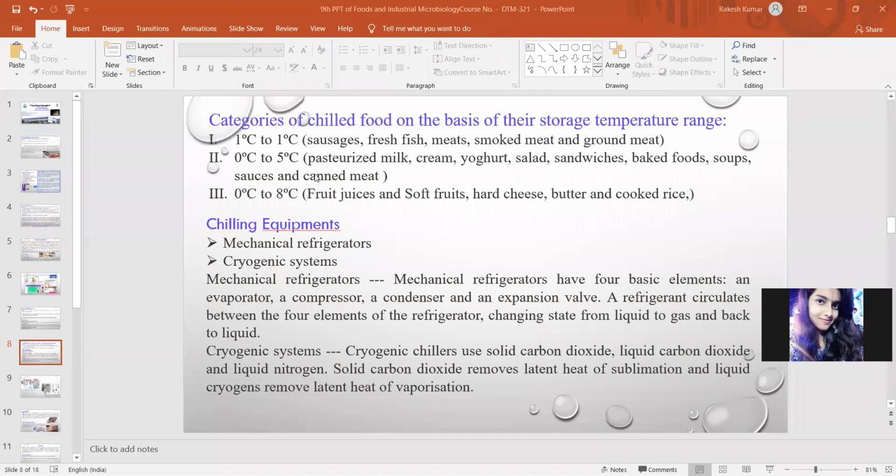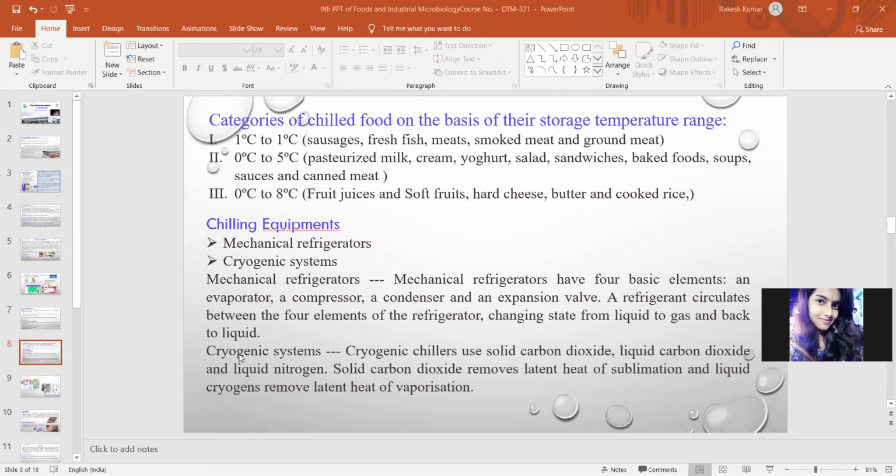Now, what type of chilling equipment should one use for lowering the temperature or for freezing or chilling of your food items? Generally, a mechanical refrigeration system or a cryogenic system is used. What is happening in a mechanical refrigeration system? A mechanical refrigerator has four basic elements: evaporator, compressor, condenser, and expansion valve. You have already studied this in engineering courses. A refrigerant circulates between the four elements, changing state from liquid to gas and back to liquid. The main role is played by the compressor in the system.